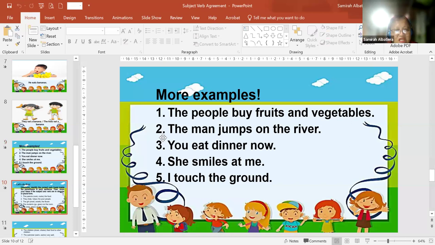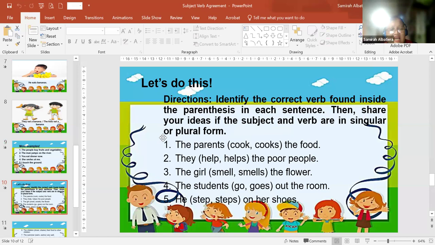Okay, so this one is an activity. I will ask and then you raise your hand. For the first who will raise his or her hand, I'm going to call him or her. Number one. So we are going to identify the verb. So what do you look for? You are going to look for the subject that has been used in order for us to identify the correct verb.